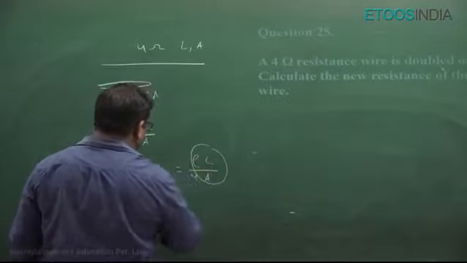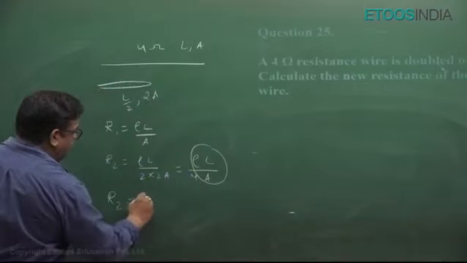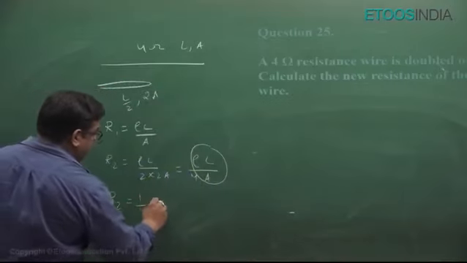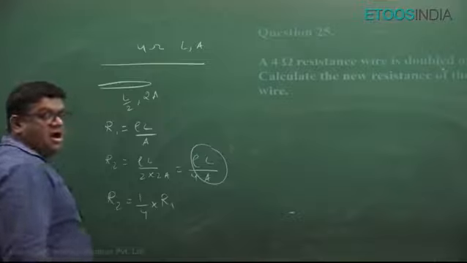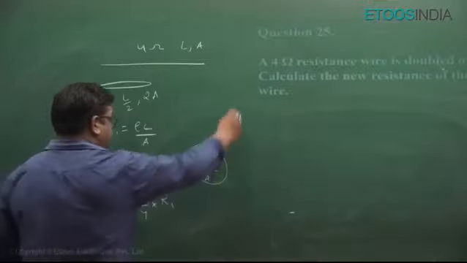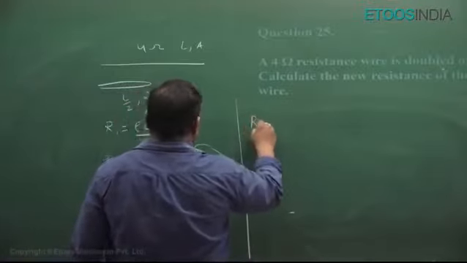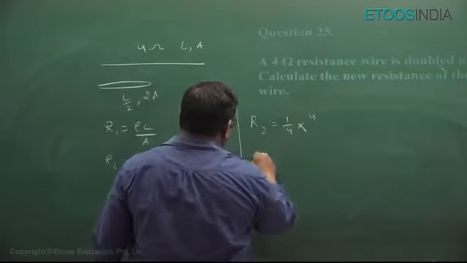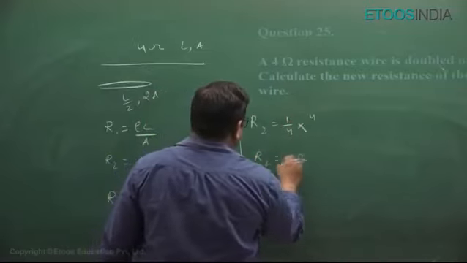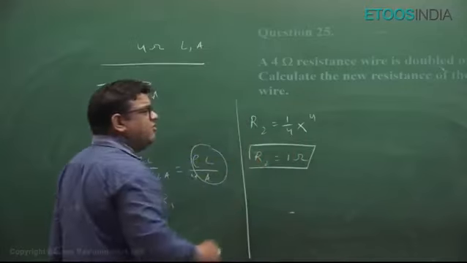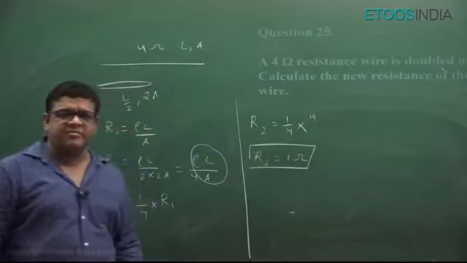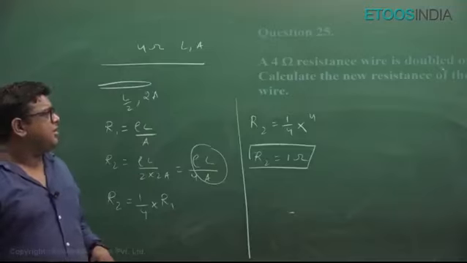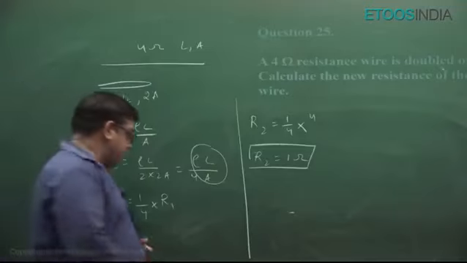We know that this portion is R1, so R2 will be 1 upon 4 times of R1. Now R2 will be equal to 1 upon 4 of, we know that the value of this is 4. The answer is 1 ohm. Is it clear? Now let's move on to the next question.